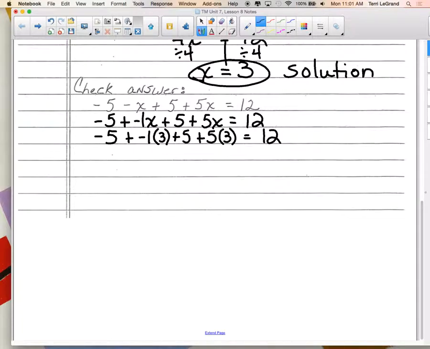So this is called substitute for X. Okay, would you write that off to the side? We substituted for X. Because these check problems are going to be just as important as your solving problems. Okay?